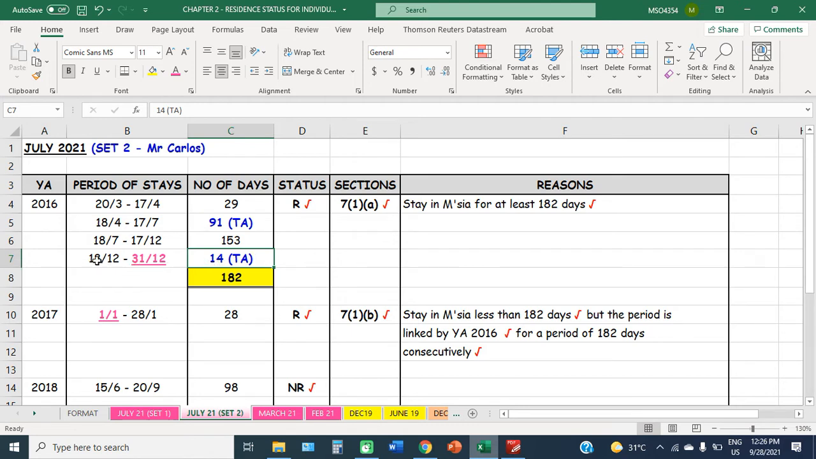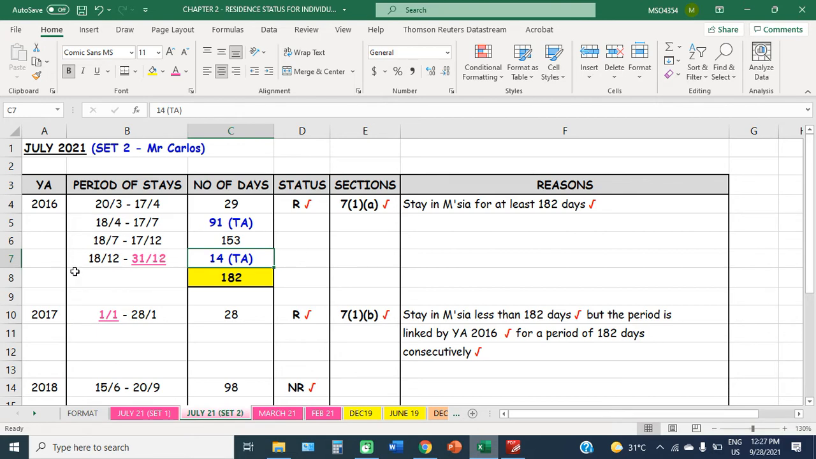So TA starts 18 December. Before 18 is 17. Present in Malaysia? Yes, present in Malaysia. Last TA, 31st December. After 31st December is 1st January 2017. Present in Malaysia? Yes. So we accept this TA. So now second condition, we have 31st December. Next, I want 182 days consecutively. One by one, make sure period consecutive. 18 December to 31 December, 14 days, not enough.